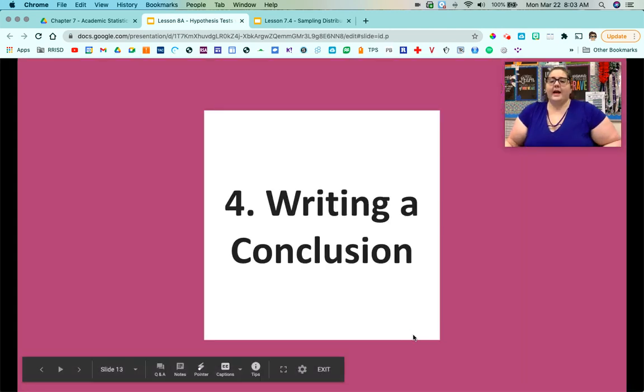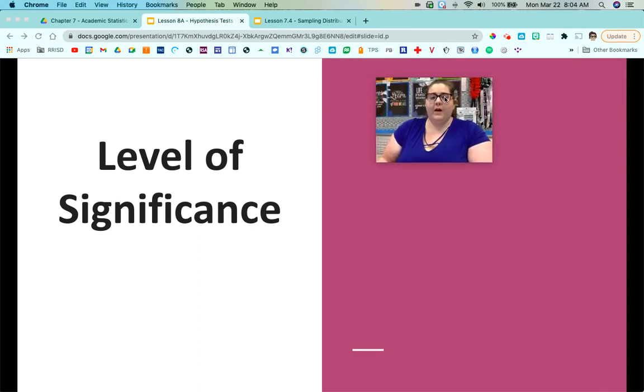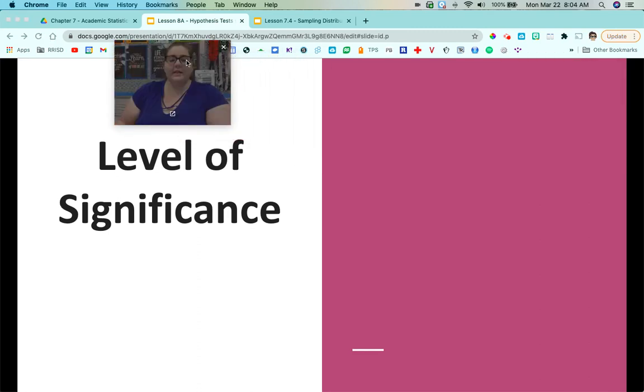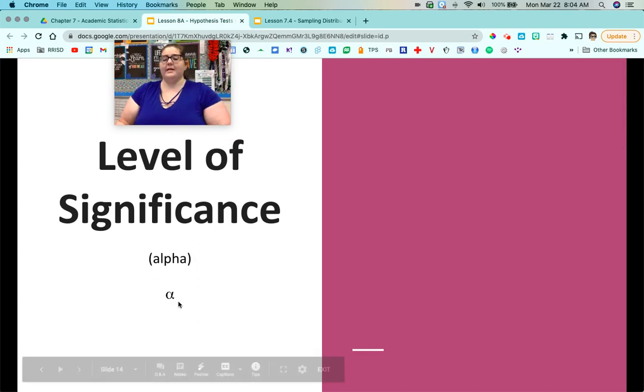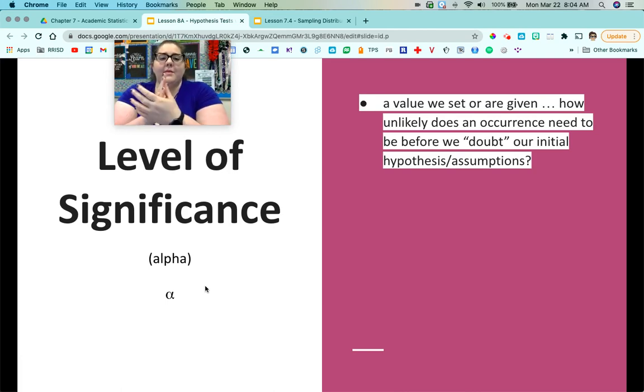So then our fourth step is to actually write a conclusion. So we're taking that number that we got, that probability, that p-value, and writing a conclusion. So for that, we need what we call a level of significance. So a level of significance is represented by the symbol alpha, or the Greek letter alpha. This is a value that either we set ourselves or more often we're given that number. It basically is setting the kind of limit of how unlikely would an occurrence need to be before we doubt our initial assumptions. So what we just found was that there's a 0.0428, so 4.28% chance of getting the sample proportion we got if the null hypothesis were true.